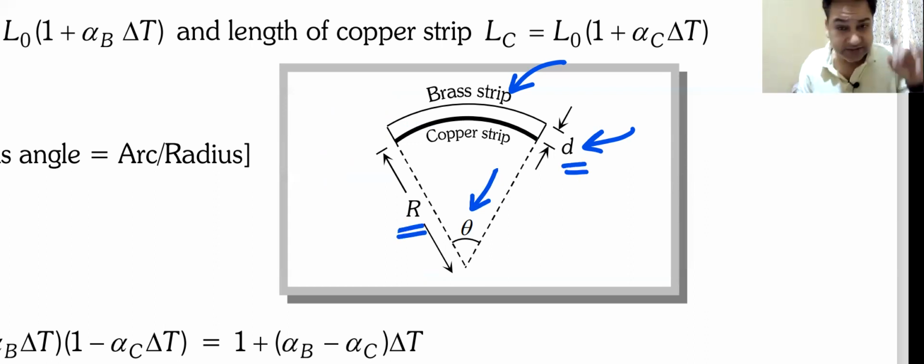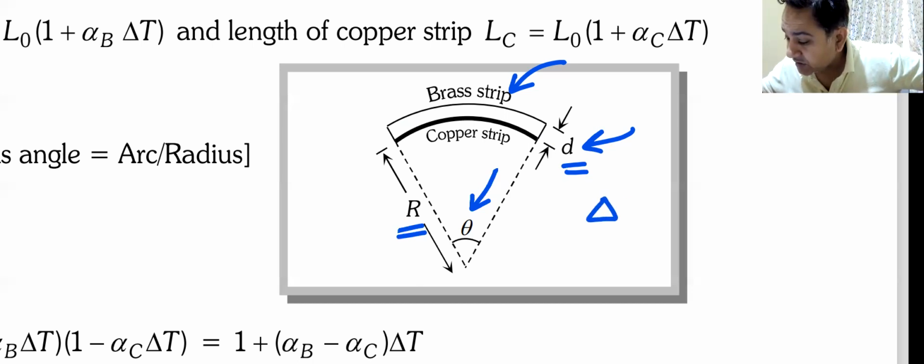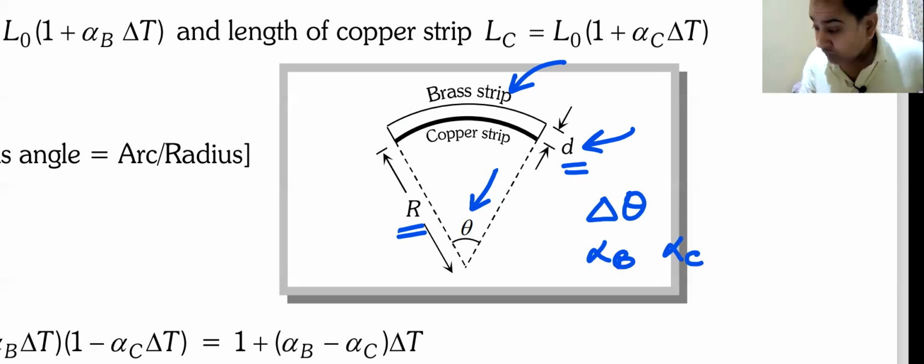So these are the things that you will be using: R, the radius of curvature, theta, D, then the change in temperature delta theta, and you will be using the values of alpha B and alpha C. Do we understand this? Yes, sir. These are the terms in this question that you would be using here and there to find out the other terms.